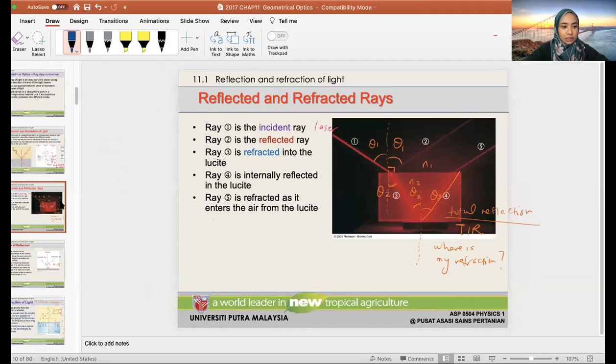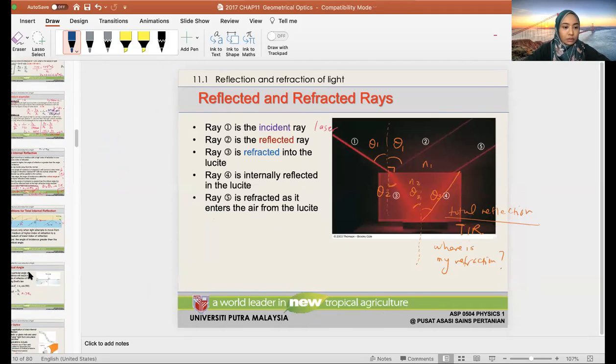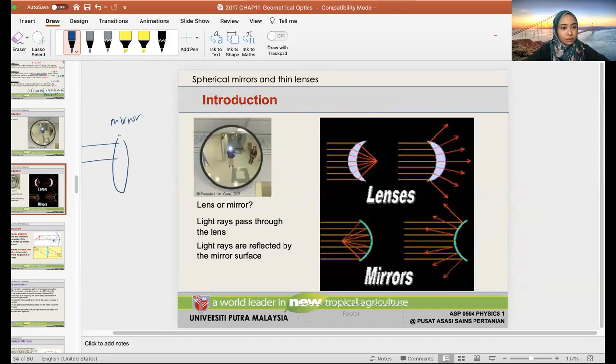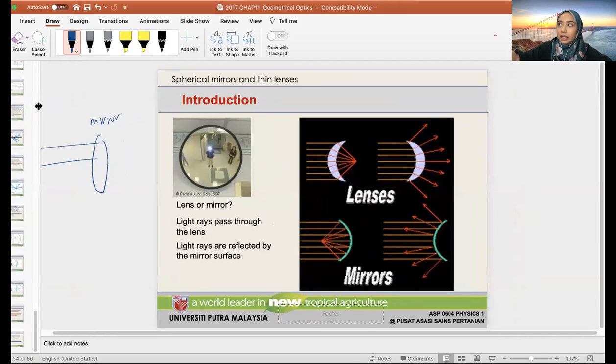Mirror is opaque. If you have not noticed yet, you can't see behind the mirror. You can't see something that is behind the mirror, which means that light cannot pass through. If you can see something behind the mirror, then it's not a mirror, it's a lens. So that is the difference between lens and mirror.